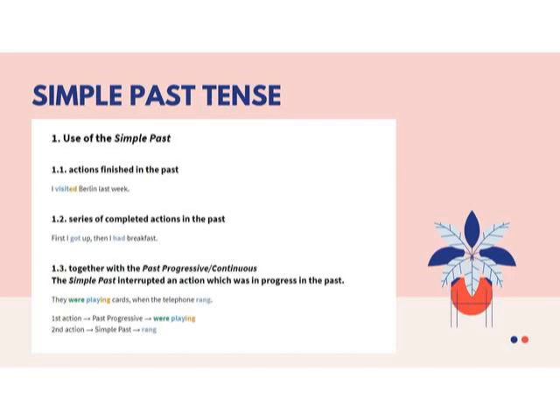Third, together with the past progressive continuous, the simple past interrupts an action which was in progress in the past. For example, they were playing cards when the telephone rang. There is a first action, were playing, and the second action, the telephone rang.